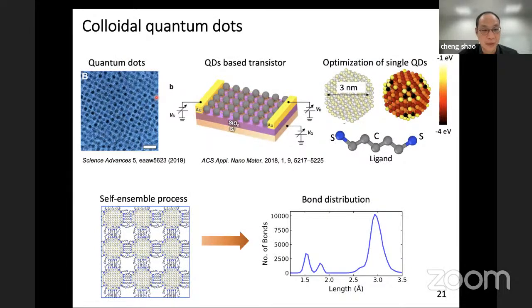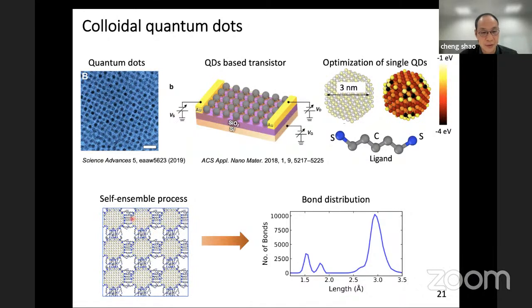In the next part, we also apply molecular dynamics simulation to study the thermal transport in colloidal quantum dot superlattices. Quantum dots are inorganic nanoparticles covered by organic ligands, and due to their tunable electric and optical properties, quantum dots have many applications, from transistors to photovoltaic devices. So in this work, we applied full-scale atomic simulation to understand the thermal transport in the quantum dot superlattice.